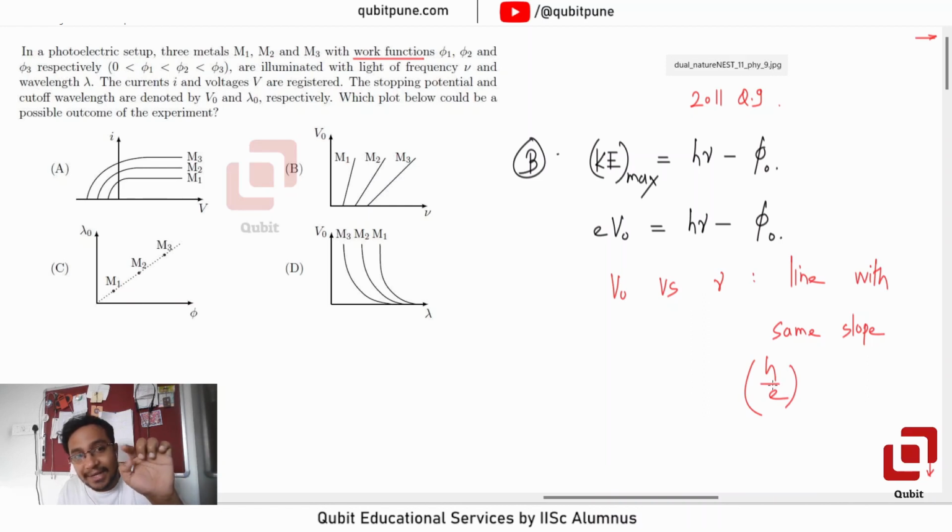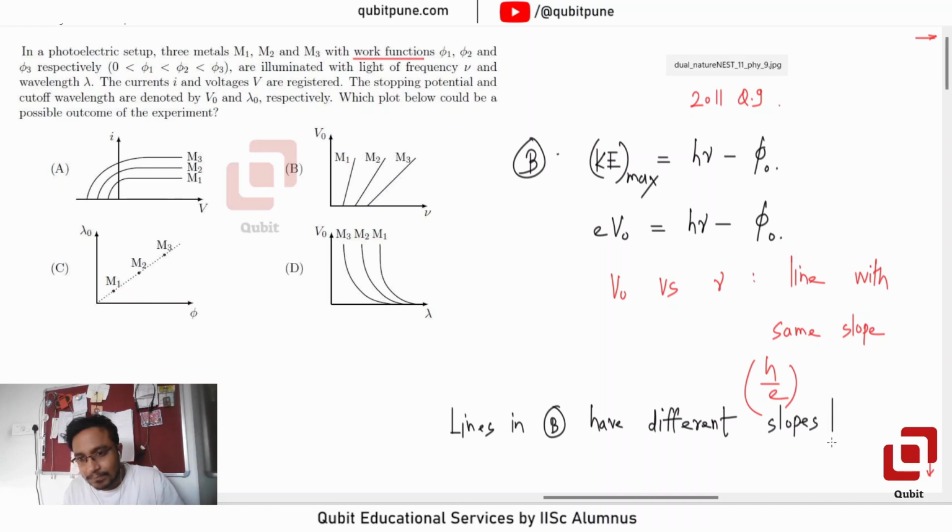Now because the lines in option B have different slopes, can that be true? No. Because the lines have different slopes, B cannot be right. Raise your hands if you have understood why B is not right. Okay, great.